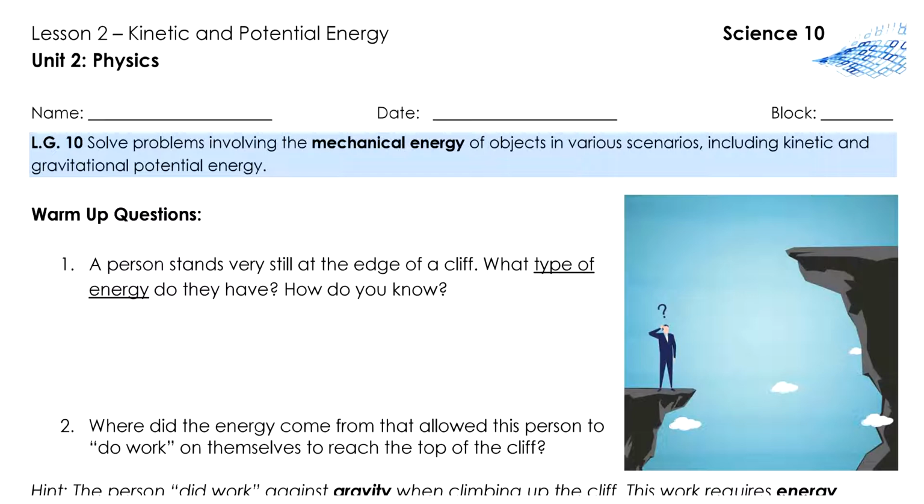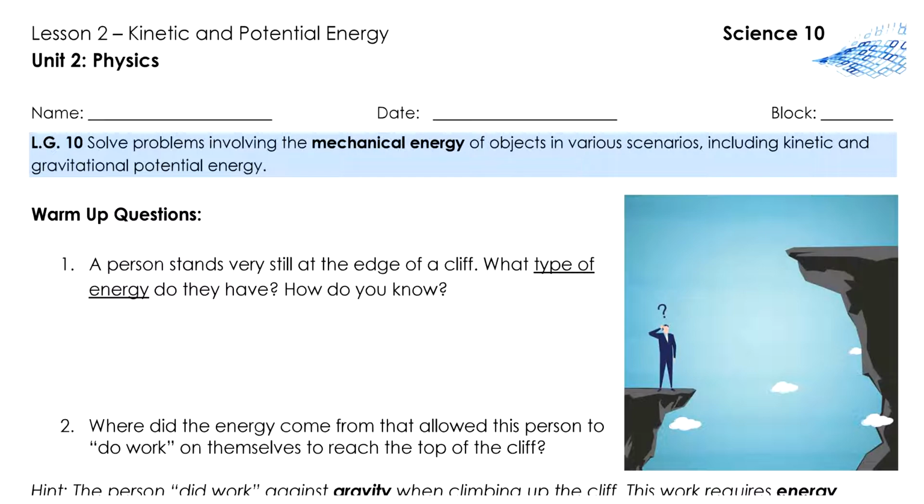Okay, so you may recall from our last lesson that kinetic energy is the energy of motion and potential energy is the energy stored by an object as a result of its position, shape, or condition. So in today's lesson, we will be focusing primarily on gravitational potential energy.